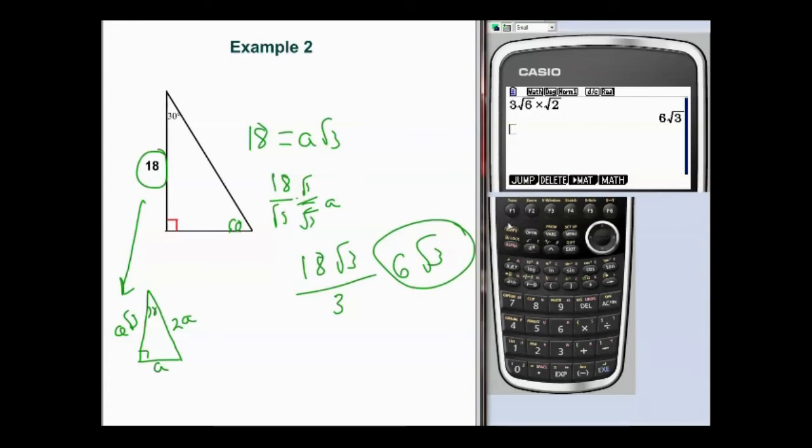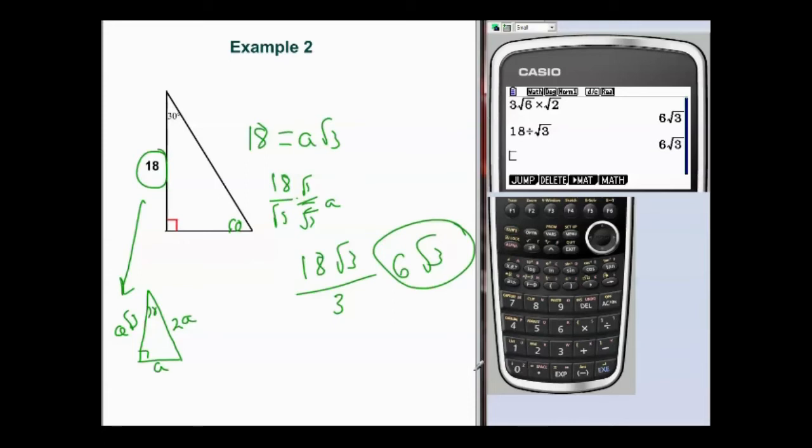If you want to do this on the calculator, that is fine. You just come over here and do 18. And you can even hit the divide button. You don't have to do the fraction button if you don't want to. And shift radical 3, boom. 6 radical 3.